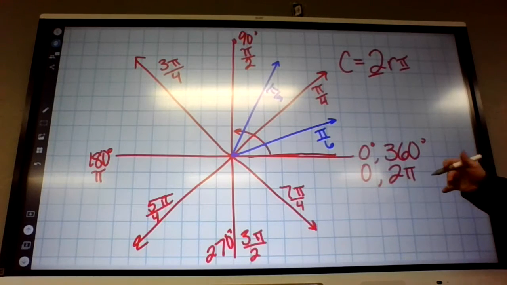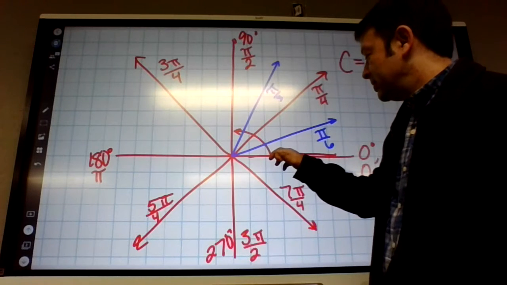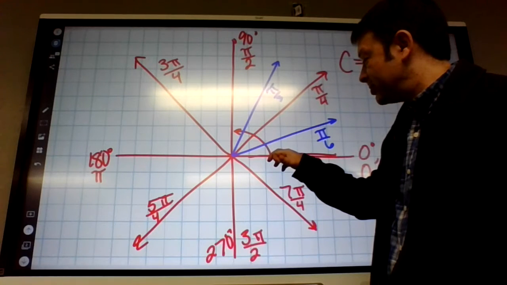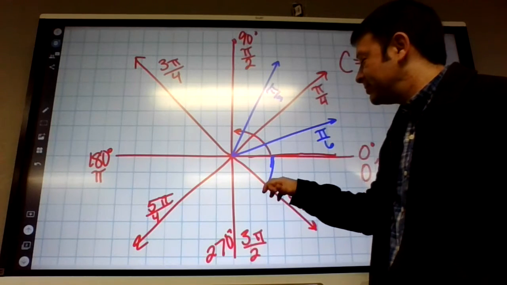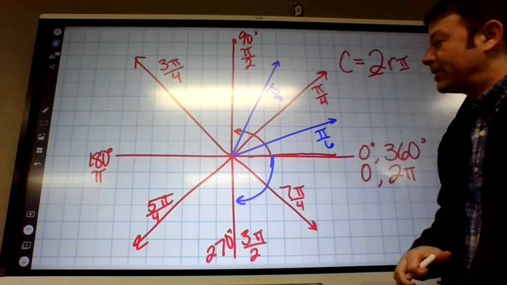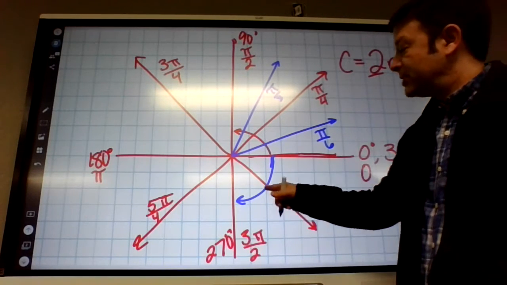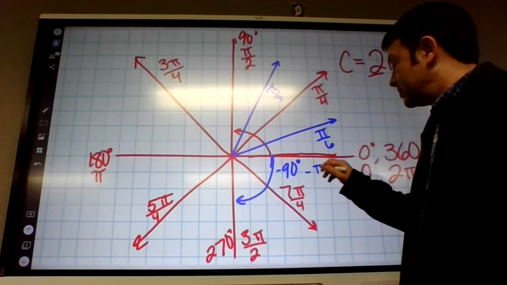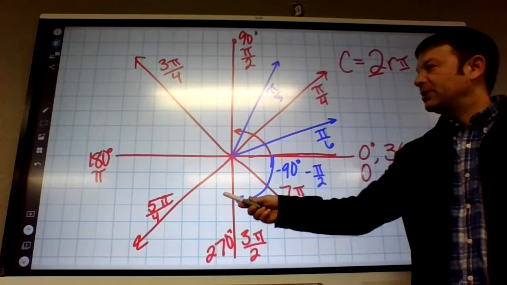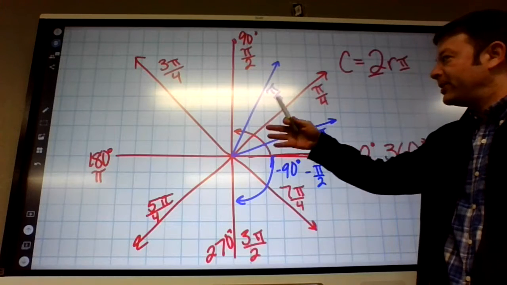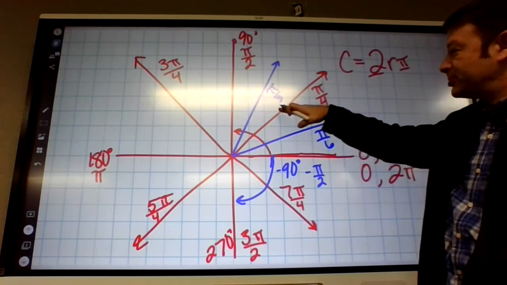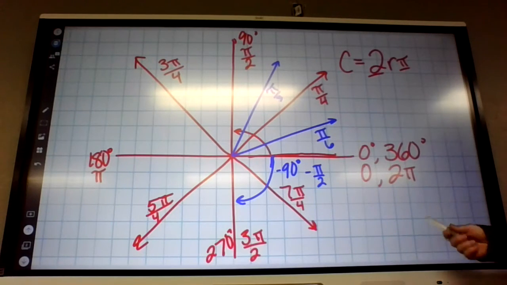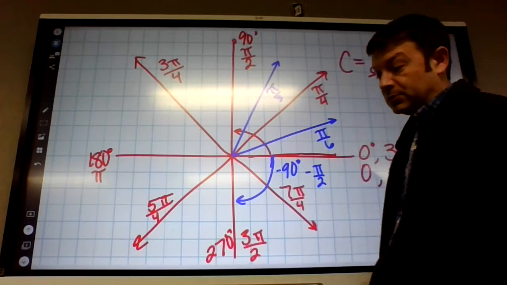Okay, another trick though on rotations: if you're just measuring an angle of a polygon, there are no negative angles, but on rotations you can rotate backwards. So this rotation would be negative 90 degrees, or negative pi over 2. All these numbers apply backwards. So if I was going backwards to this point, it would be negative 7 pi over 4. And you can go backwards as many times as you want as well.